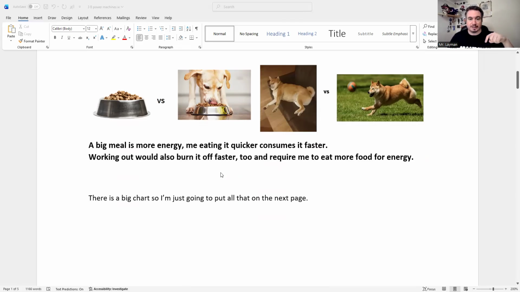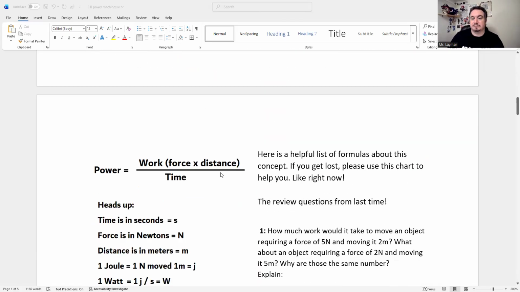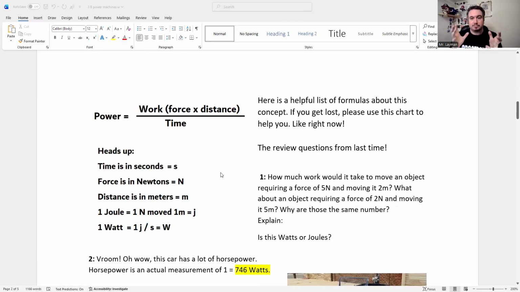There's a big giant chart on the next page, so I'm just going to scroll right on down. All right, so power is work divided by time: how much work got done over an amount of time. I don't mean work like me sitting here. I mean, I guess if my fingers are typing, I am technically working, because I'm using some kind of energy. But in this instance, we're talking about work as force and distance over an amount of time. The time we measure is in seconds. It's not hours or years, it's in seconds.